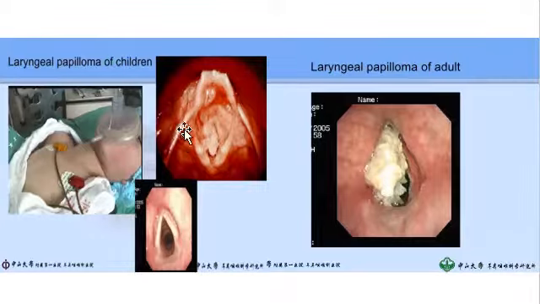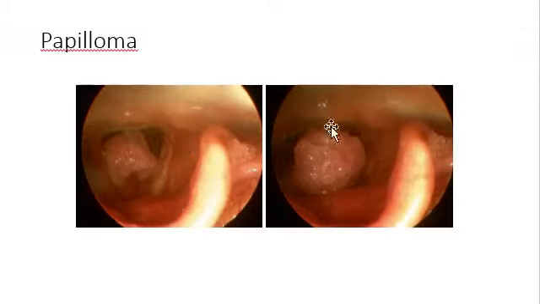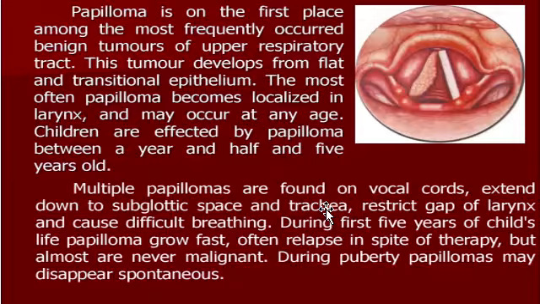but it's more common in children. Okay, it is the laryngoscopic view of the laryngeal papilloma. It is in one of the first places among the most frequently occurring benign tumors of the upper respiratory tract. This tumor develops from flat and transitional epithelium. Most often papilloma becomes localized in the larynx and may occur at any age.